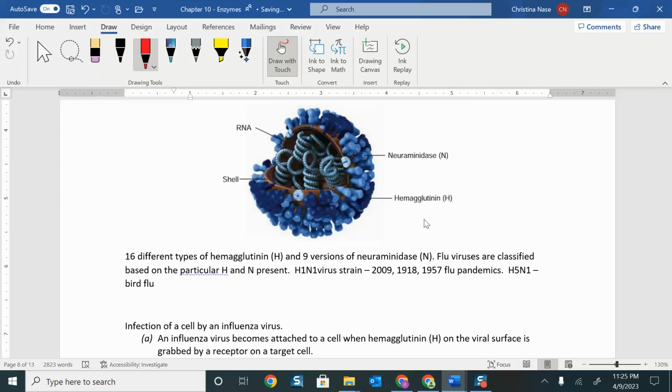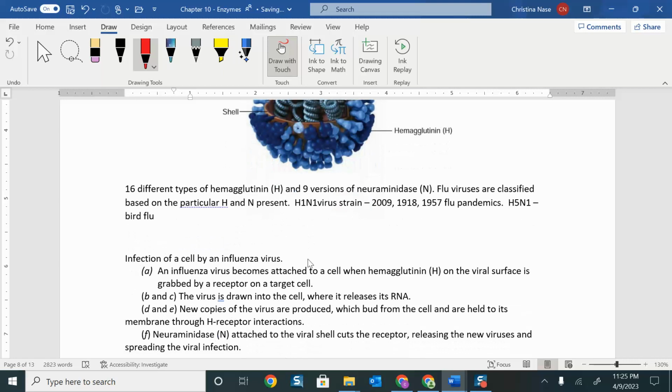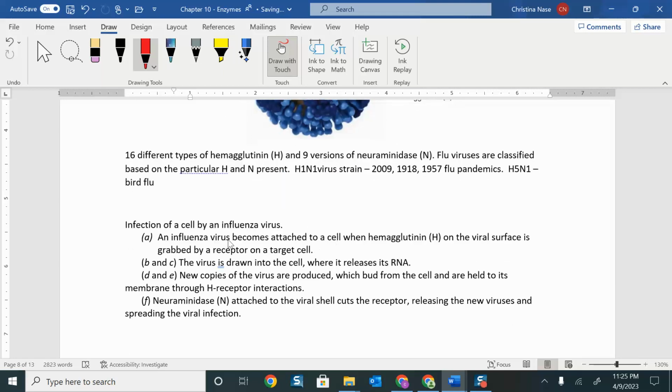So flu viruses are classified by what particular H and N enzymes are present. So the H1N1 strain of 2009, these were pretty bad flu epidemics. The H5N1, that was a bird flu. So how do these drugs work? Or actually, let's look at how the flu virus works.